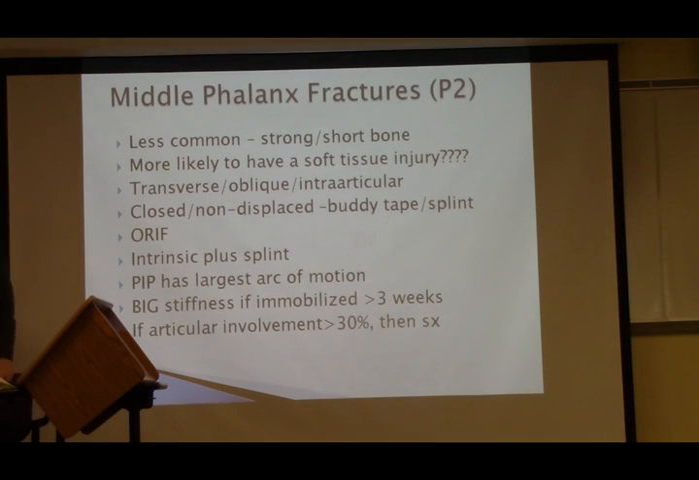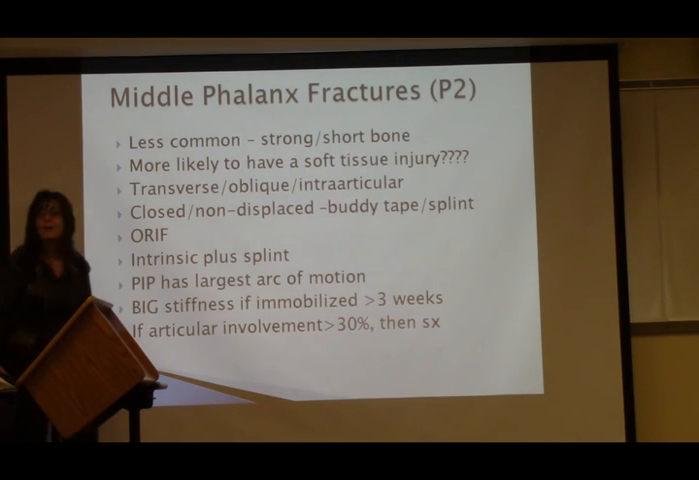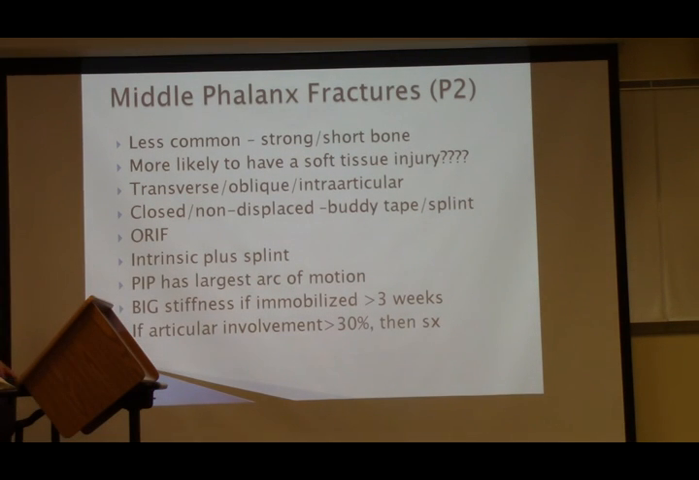So the PIP has the largest arc of motion, how easy is it going to be to get that PIP back to normal? Not easy. So I hate treating fractures with central slip injuries. They're a nightmare. Do you assume that if they have this fracture, they have a central slip injury? No, you can't assume that.